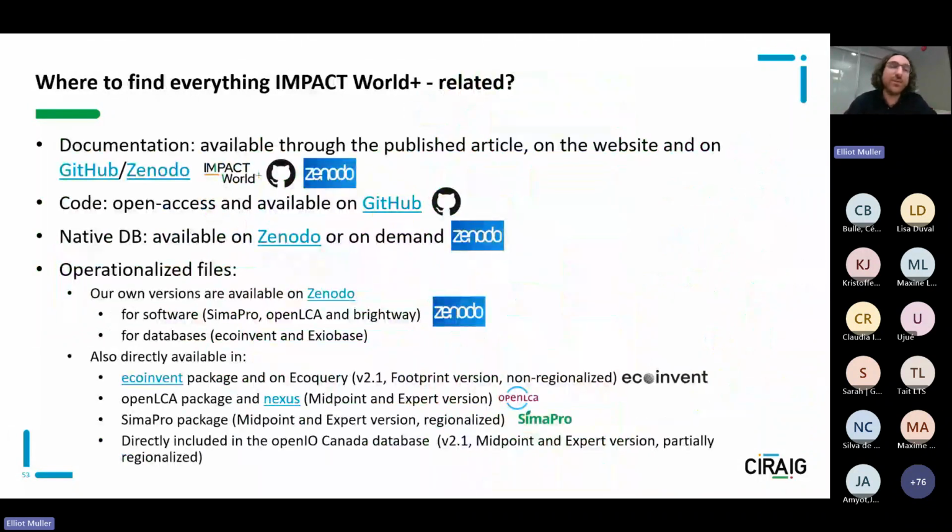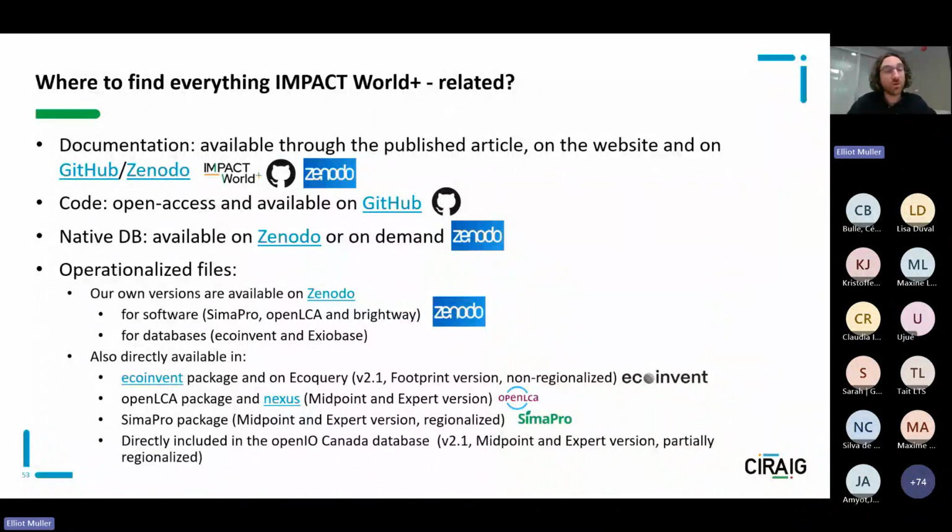Finally, where to find everything Impact World+ related. So all the documentation is available through either the published article, directly on the website, or on GitHub or Zenodo. You have the links in this presentation that you will be able to access later. For the code, it's open access and it's available on GitHub. The native database is available on Zenodo or on demand. And finally, the operationalized files.